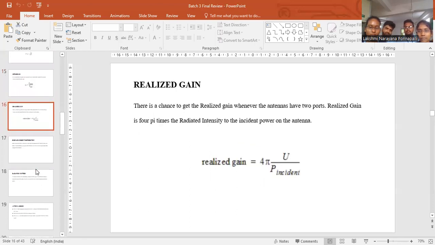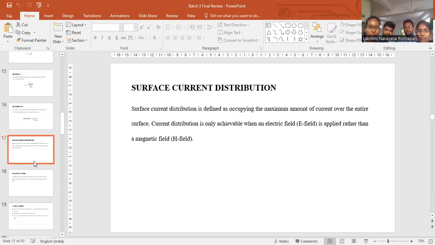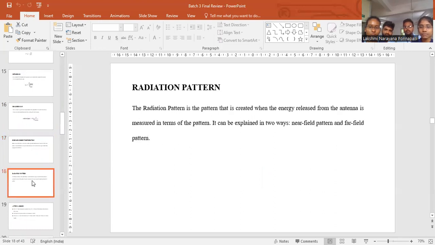Next, realized gain. There is a chance to get realized gain whenever the antennas have two ports. Realized gain is 4π times the radiation intensity to the incident power of the antenna. Surface current distribution is defined as the maximum amount of current occupying the entire surface. Current distribution is only achievable when an electric field is applied rather than a magnetic field. Next, radiation pattern. The radiation pattern is created when the energy released from the antenna is measured in terms of a pattern. It can be explained in two ways: near field pattern and far field pattern.